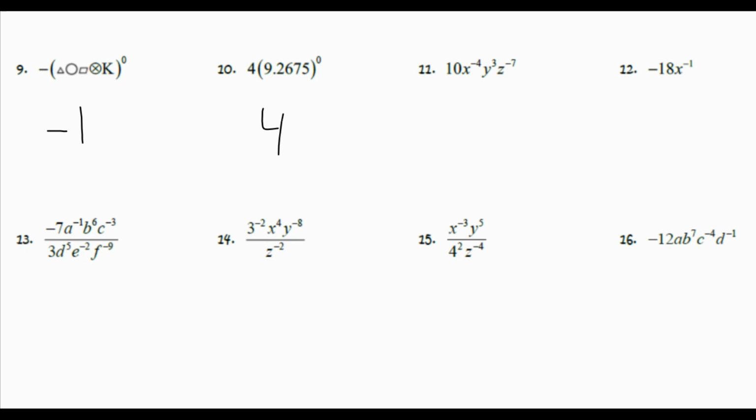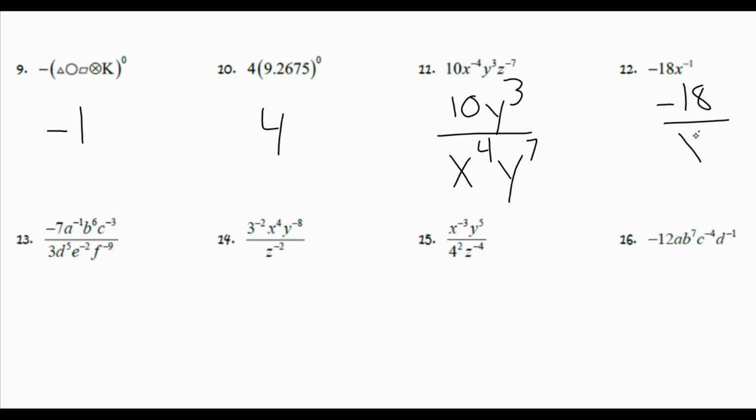Number 11, 10x to the negative 4, y to the 3, z to the negative 7. Anything with a negative exponent will change its position from the numerator to the denominator or the denominator to the numerator. So the 10 will stay in my numerator, the y to the 3 will stay in my numerator, and then the x to the 4 and the z to the 7 will change to the denominator. Number 12, negative 18x to the negative 1. X has a negative 1, so it's going to go into the denominator, so negative 18 divided by x.